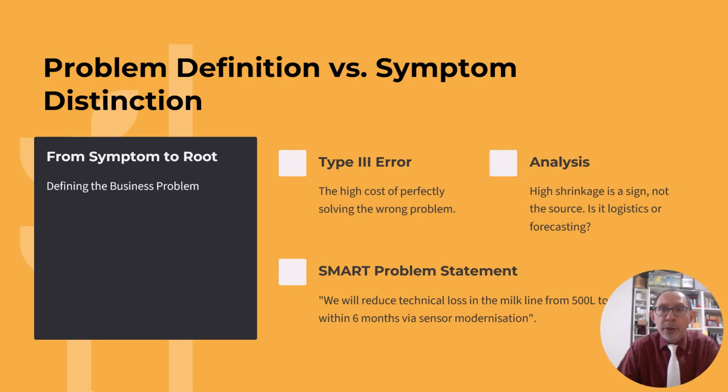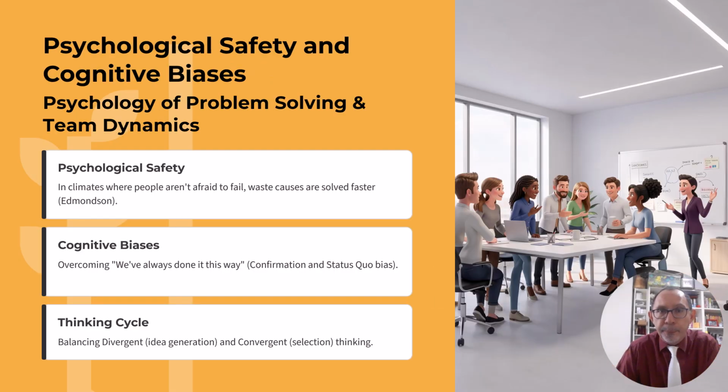Our goal shouldn't be an emotional sentence like we must reduce waste. It should be a sharp, measurable target like we will reduce technical loss in the milk line from 500 liters to 400 liters daily within 6 months via sensor modernization. This is SMART. Academic rigor requires examining the problem under a microscope.